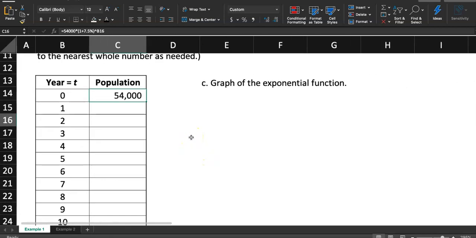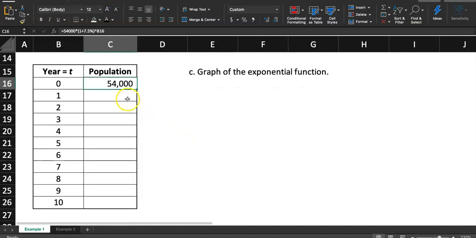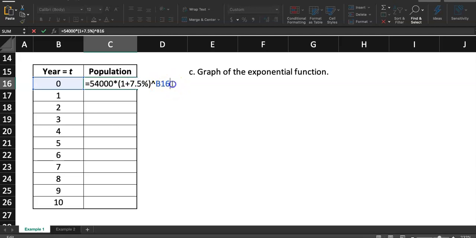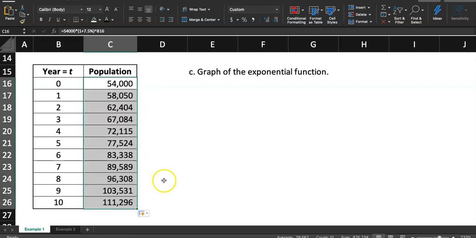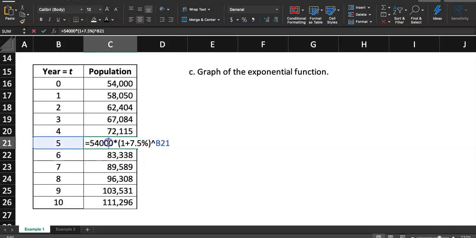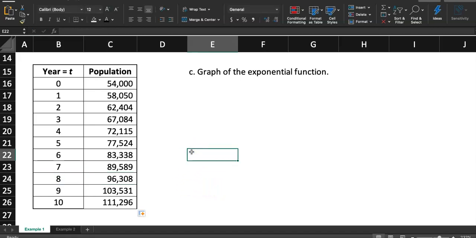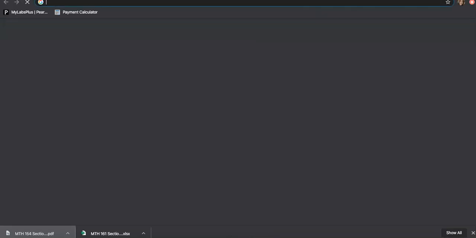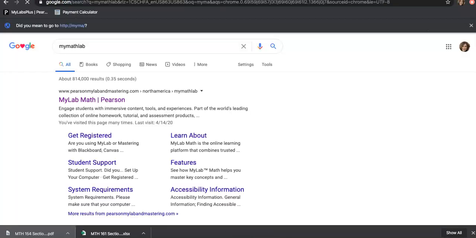And what's awesome about Excel is I don't have to type up this formula over and over for the bottom. Because I'm using cell referencing B16, I can just fill and drag this down all the way, and it's going to find me the population for year, let's say t equals 5, and for year t equals 8. So why am I going over this problem? Because when you are doing your MyMathLab homework, let me show you MyMathLab.